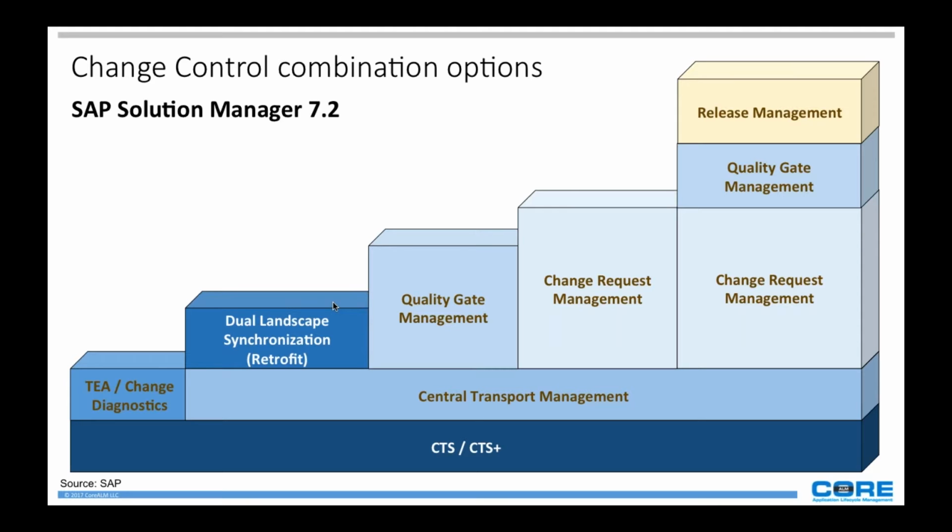As I showed you previously, let me load this completely so I can explain. Okay, so this is basically what I told you. You have your foundation, CTS to CTS Plus, at the first part of your configuration, and everything can be deployed on top of it. Let's imagine, William, I just want ChaRM now, but eventually I want to do retrofit, or quality gate management, retrofit, ChaRM, and I also want to use release management. Those are all the different combinations that you can deploy on top of the transport management of Solution Manager.